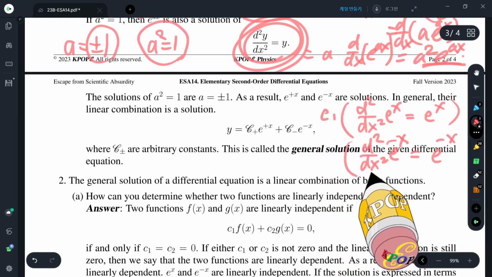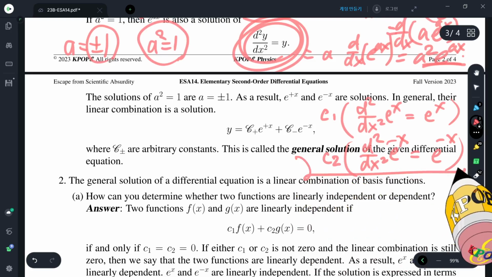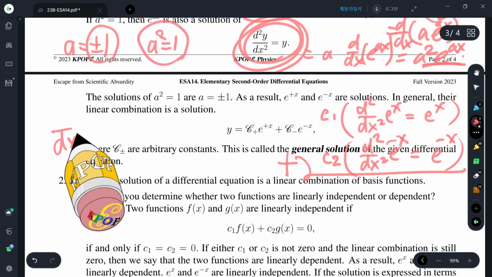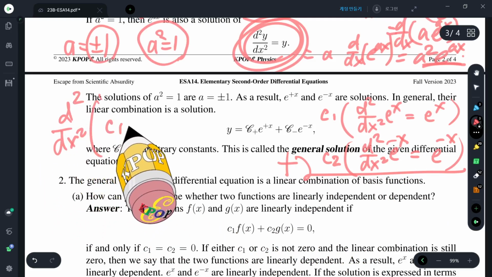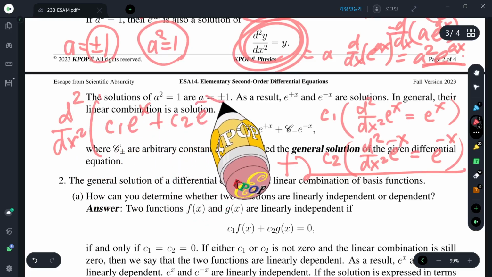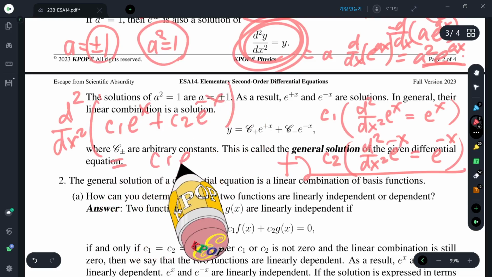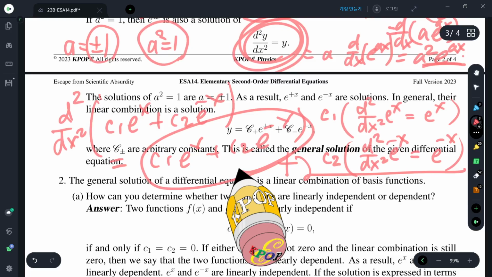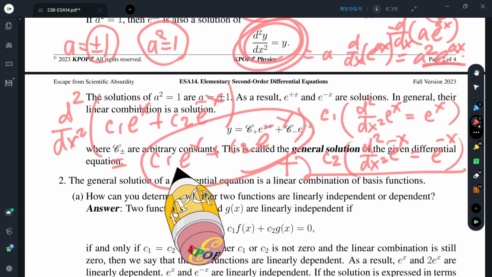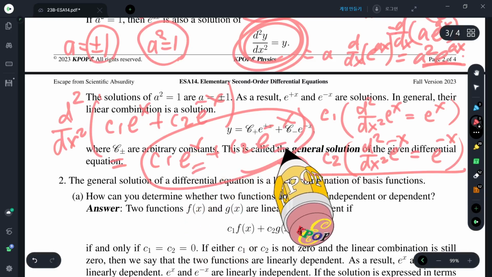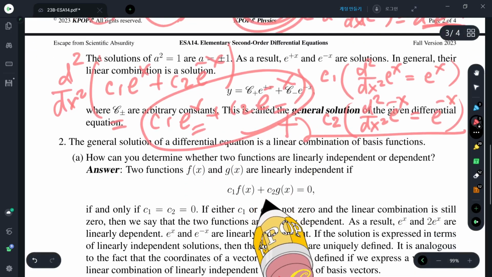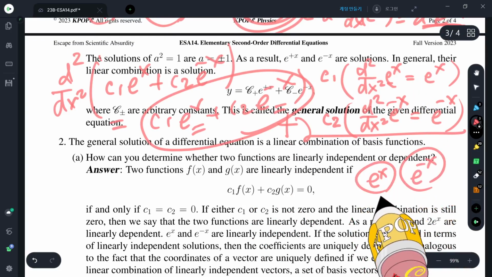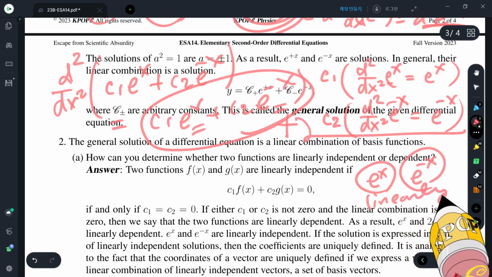Multiply by c1 and c2 and add them. Because they are constants, what we have is the second order derivative of c1 e to the x plus c2 e to the minus x equals c1 e to the x plus c2 e to the minus x. So what we find is that the solution is a linear combination of these two solutions. Okay? We say these two solutions, e to the x and e to the minus x, are linearly independent.